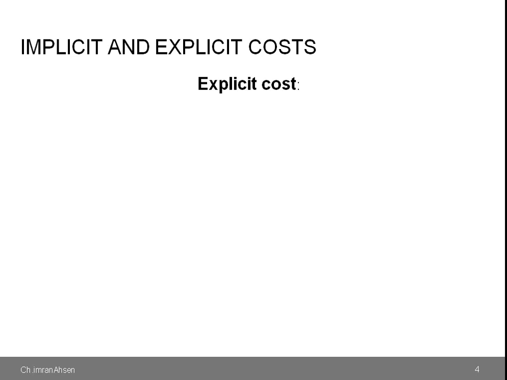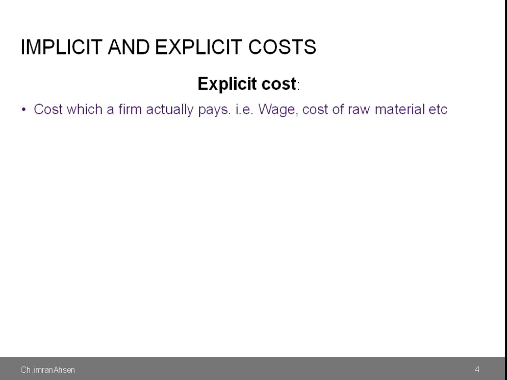Implicit and explicit costs. First we have explicit cost. It is a cost which a firm actually pays. Whatever a firm is paying is called explicit cost. That includes wages, cost of raw material, cost of office stationery, and anything else which is actually paid by the producer, a firm. That is called explicit cost.